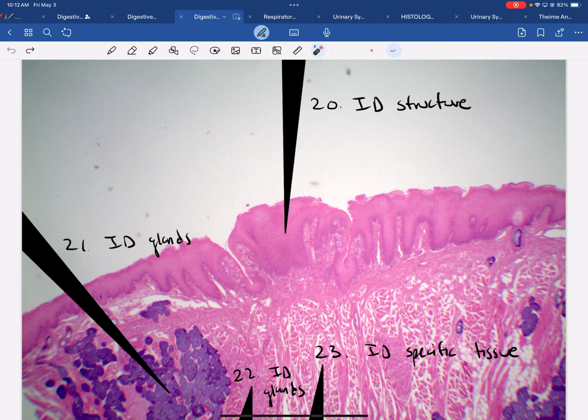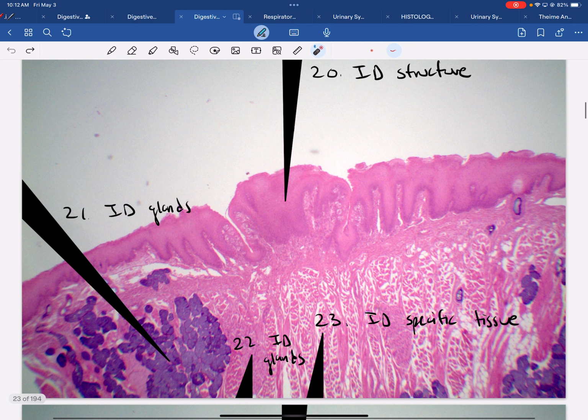Okay, good. Are these the ones that you can find on your tongue? Those are the ones that are really pronounced, correct? Yes. Yep. In the back, they form a V. All right. Which glands are these?